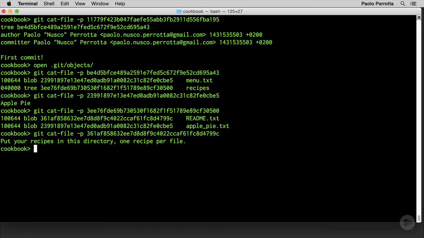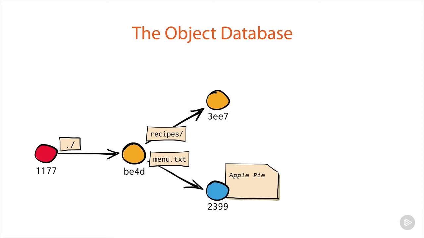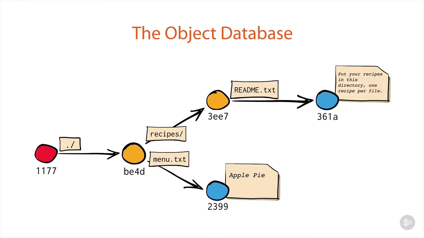In the meantime, let's look at the object database again. The recipes tree is pointing at the blob with the content of the readme file, and it's also pointing at the blob with the content of applepie.txt, which is the same content as the menu.txt file, so it's actually the same blob. And there you are, the whole object database, all of it.